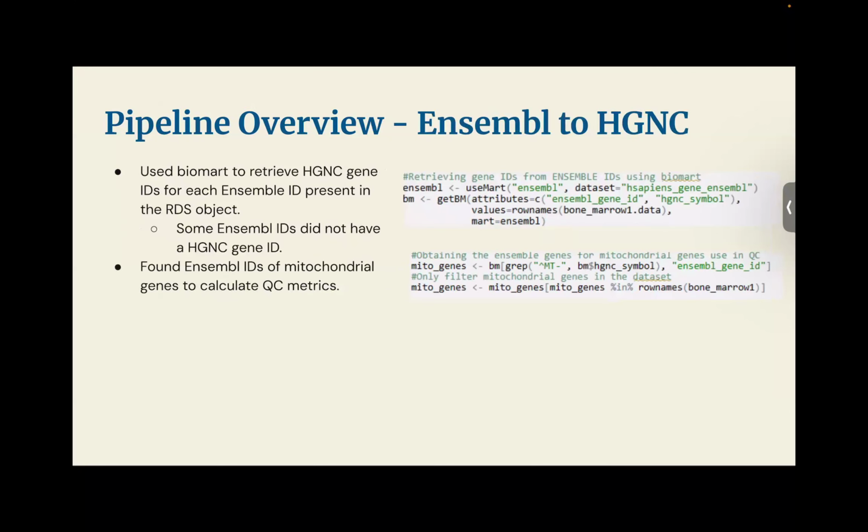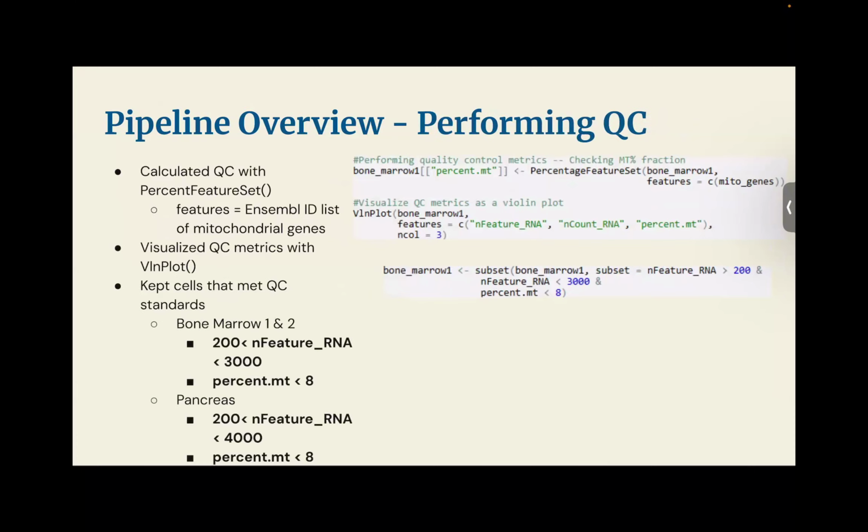Next up, Ensembl to HGNC. I used biomaRt to retrieve HGNC genes for each Ensembl ID present in the RDS object. I noticed that some Ensembl IDs do not have a corresponding HGNC gene ID. I found Ensembl IDs of mitochondrial genes to calculate quality control metrics. Next up is performing quality control. I calculated quality control metrics with PercentageFeatureSet, and the features were the Ensembl ID list of mitochondrial genes.